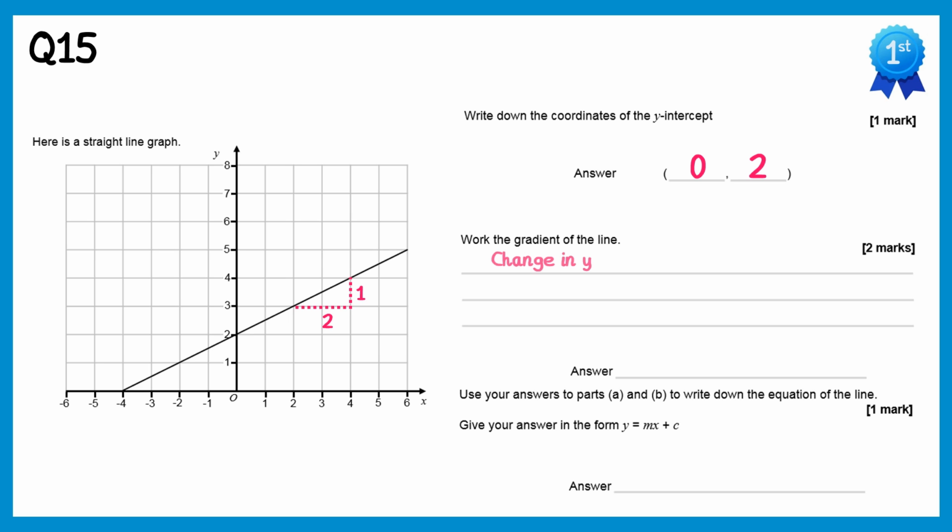So the gradient is the change in y divided by the change in x, which is 1 divided by 2. Notice this graph is sloping upwards, so we know the gradient's positive. So the answer is 1/2.